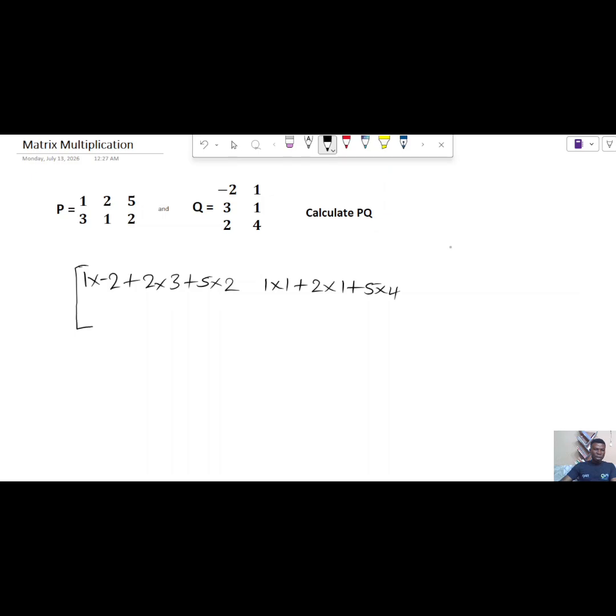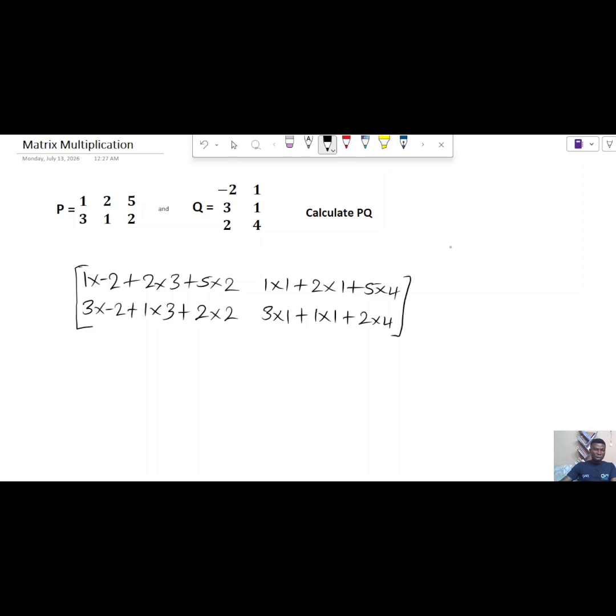Now coming to the second row of P to multiply it with the columns of Q. We have 3 times minus 2 plus 1 times 3. Then plus 2 times 2. Now coming over here to multiply that second row with the second column, we have 3 times 1, then plus 1 times 1, then plus 2 times 4.